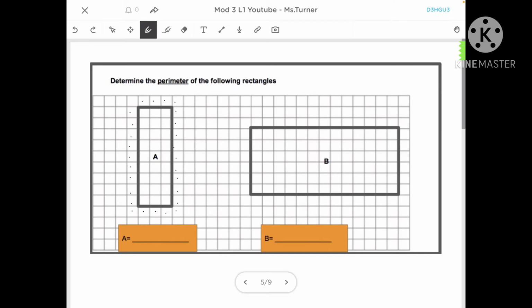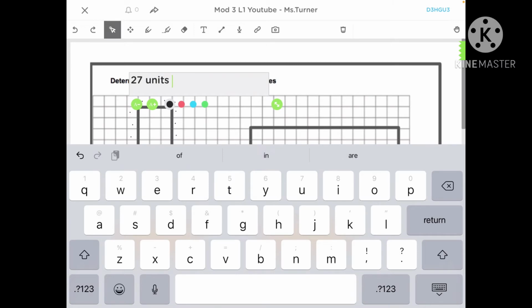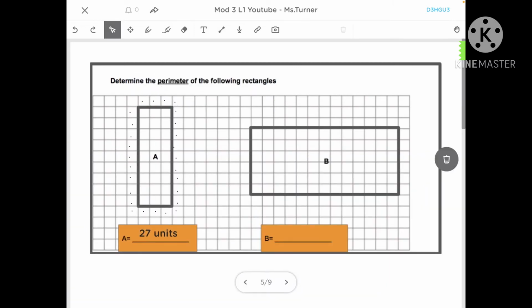So the perimeter of rectangle A is 27 units. We don't need to say square units because we're not multiplying, we're just adding here. Now let's find the perimeter of rectangle B. Same as before, you guys, we're going to be here for a while trying to count all those tiny squares around rectangle B. So instead, we're going to use the formula.